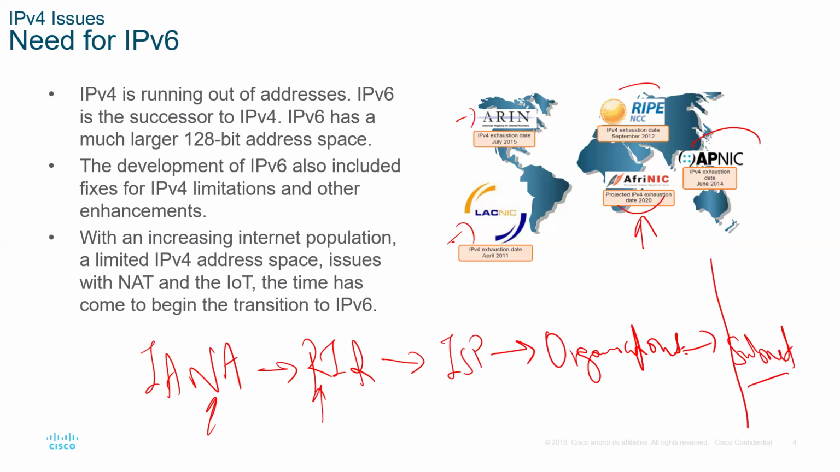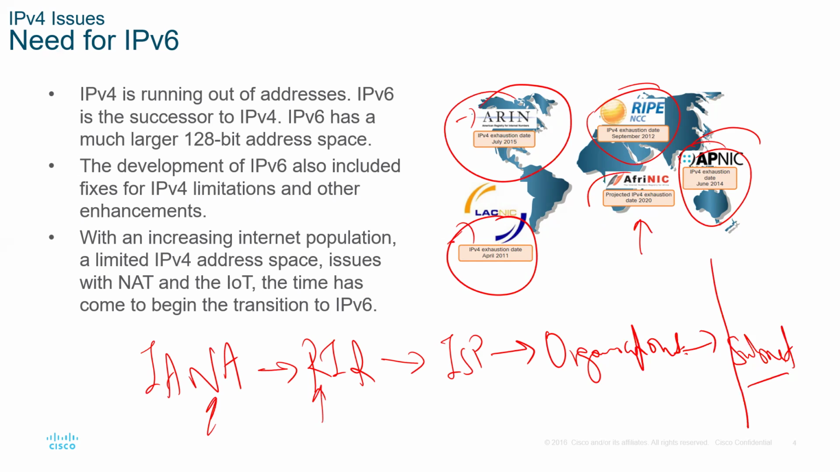Why I'm introducing this, from the diagram, you can see this one is already exhausted, my version 4 addresses which were assigned to that region. This one exhausted, this one exhausted, this one exhausted. Ayakazopera zvawa. Projected exhaustion date 2020. Akazopera. Right? AFRINIC. And the reasons why akanonoka kupera, I think we know. Right.